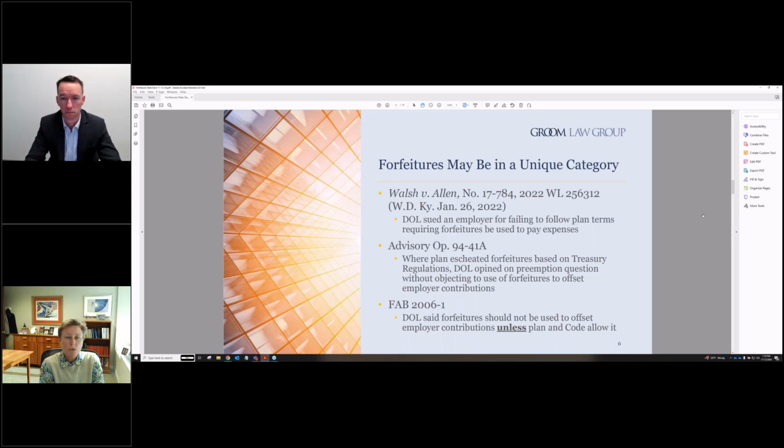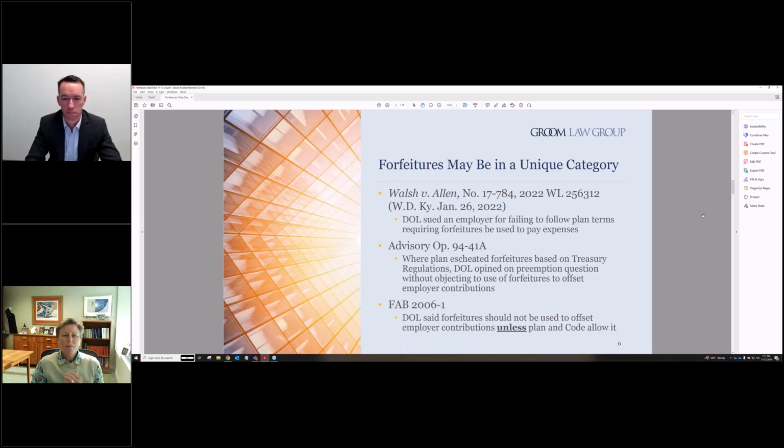And clearly the department talked about what does the plan say. And then finally, a little bit more recently, in the context of mutual fund settlements, the department, again, in a field assistance bulletin said, forfeitures shouldn't be used to offset employer contributions unless the plan terms allow and the Internal Revenue Code is okay with it. So, same sort of thing there. The department had the opportunity to say, gee, you have a fiduciary problem if you use forfeitures in various ways, but they did not. They didn't take the opportunity. They didn't say that.